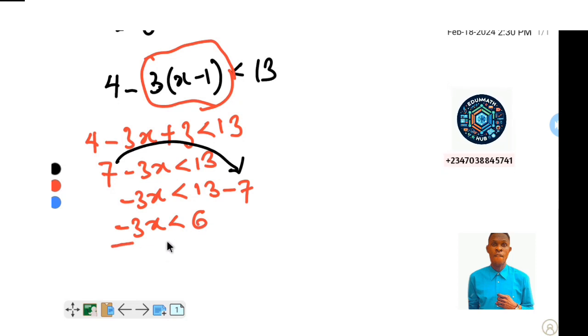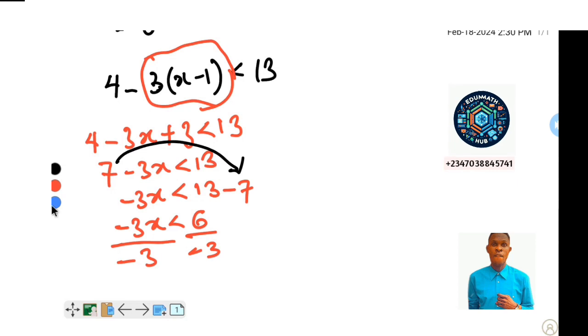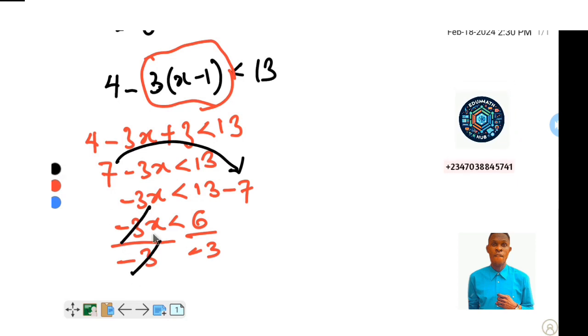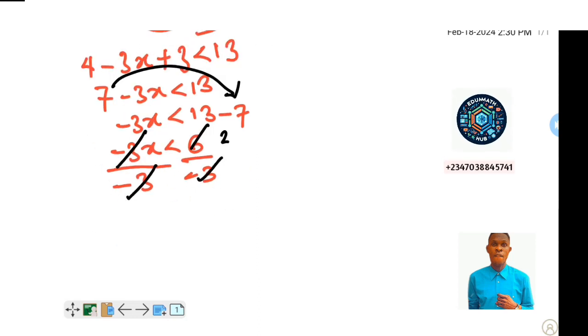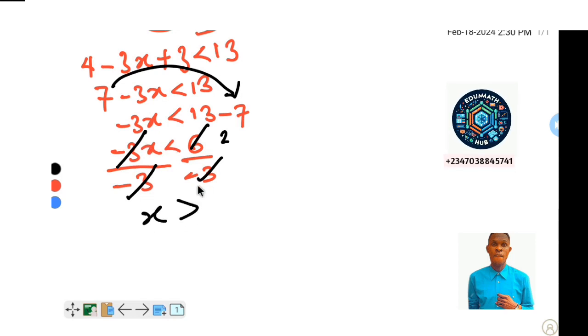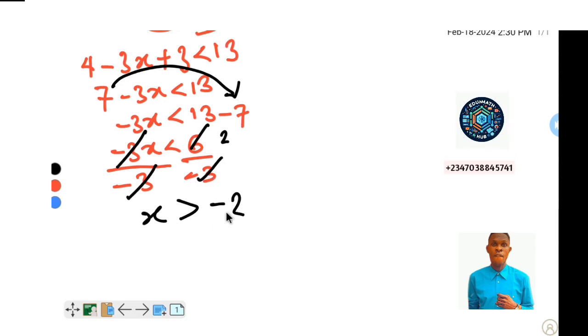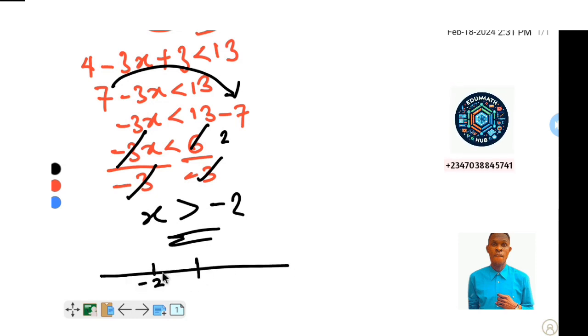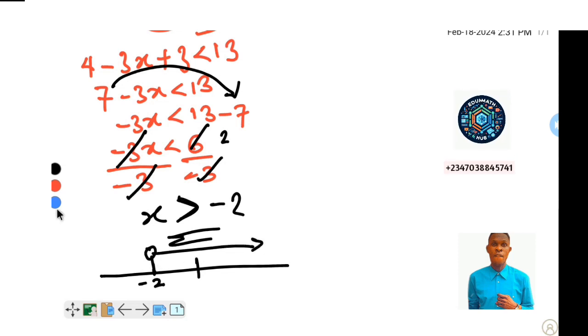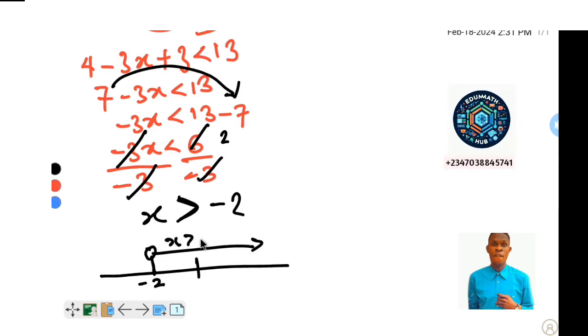So you're dividing both sides by minus 3. This cuts this, and 6 divided by minus 3 will give you 2. Finally, on the left hand side, you're left with x. Then this sign will change direction because you're dividing by minus 3, and this one will give you minus 2. Quickly representing that, it will look like this, minus 2 here. Bring it up. You don't shade it, because this is just greater than. Then look at the direction of the arrow and draw it like this. Then on this line, you write out x greater than minus 2.